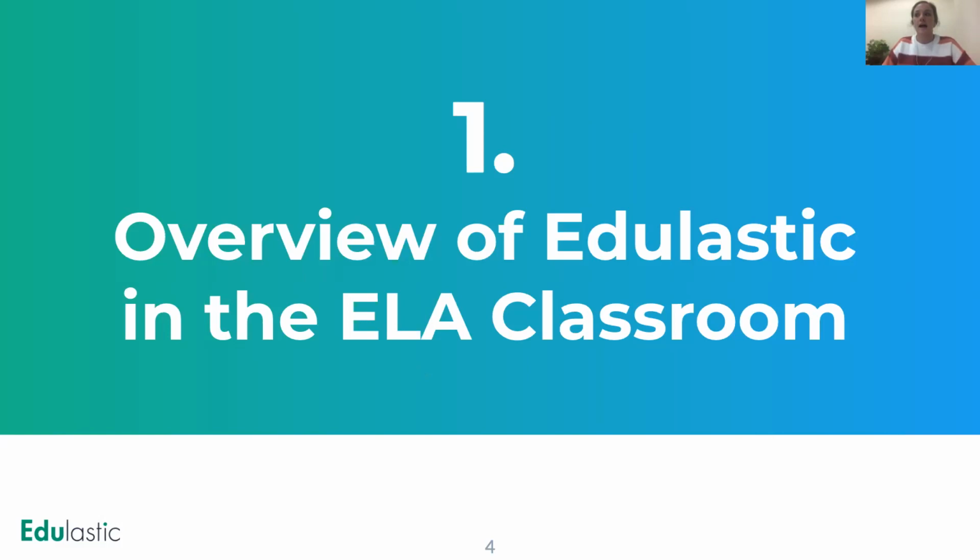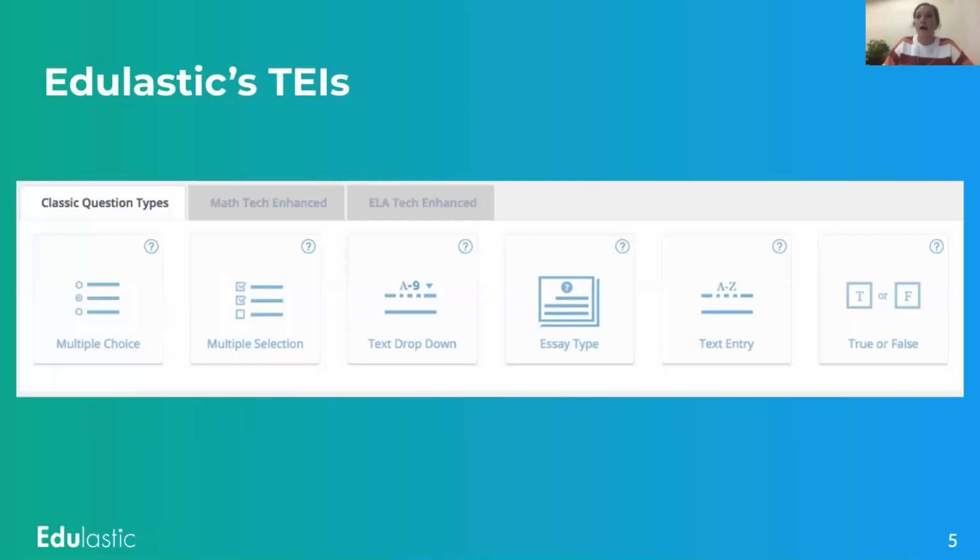Today, before I pass things off to Katie and to Natalie, I'm going to give a quick overview of Edulastic in the ELA classroom and some of the ways that we see teachers using it. So to start, I want to show you guys a few of Edulastic's tech enhanced items. What you see on your screen right now are the classic question types. So you see multiple choice, multiple selection, text dropdown, essay type, text entry, and true or false. These are really the classic question types that teachers have been giving forever, of course.